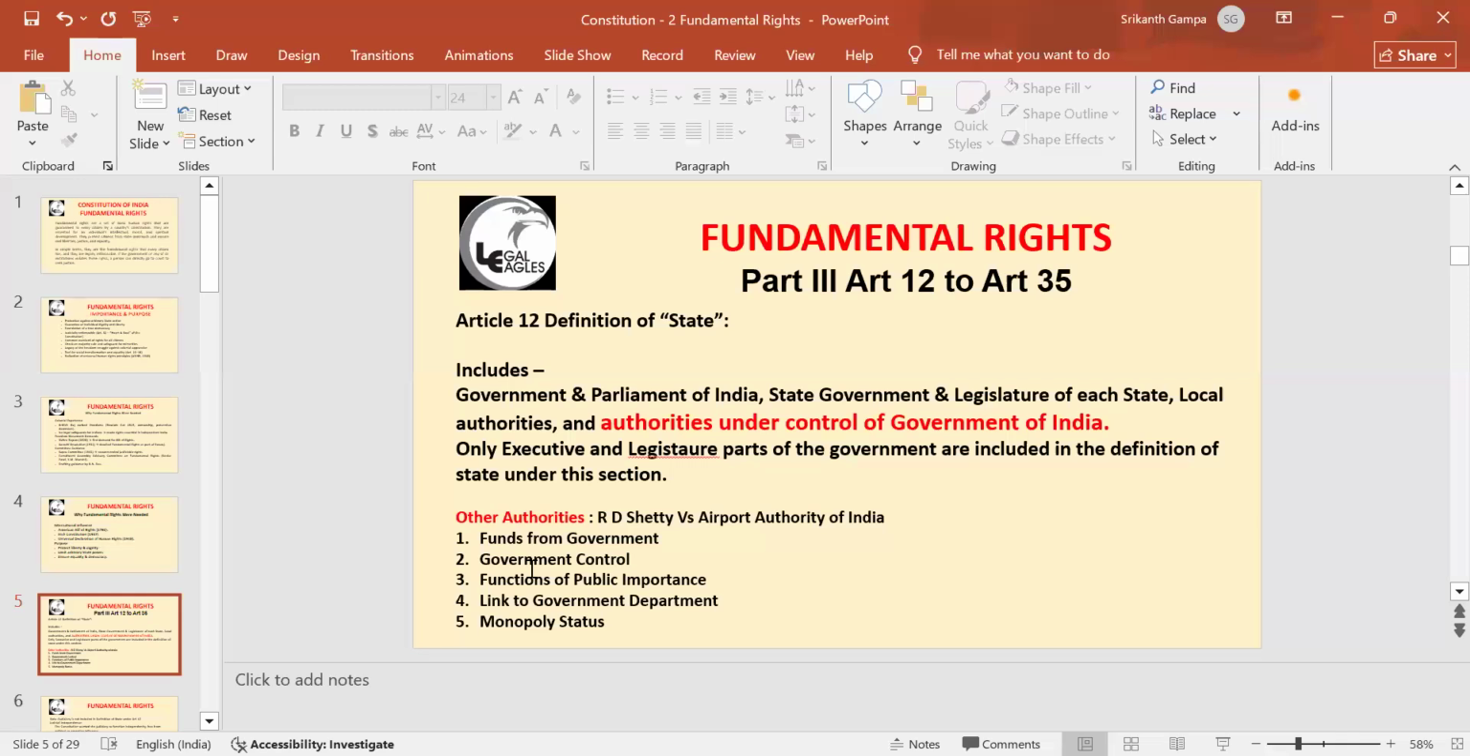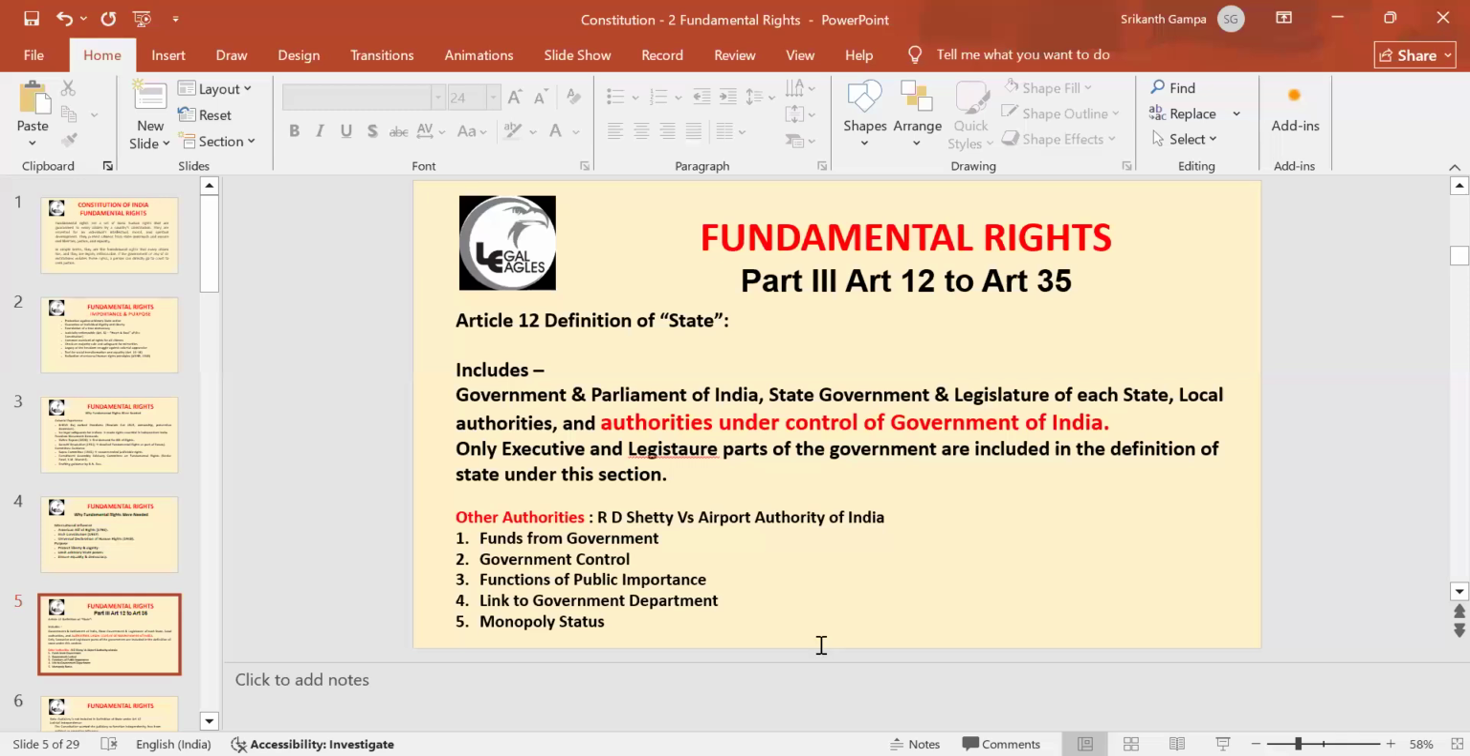These authorities who are defined as state, any law, any act or anything they do, should not violate the fundamental rights of citizens. So that is the purpose. It is clearly mentioned why state is separately defined here.